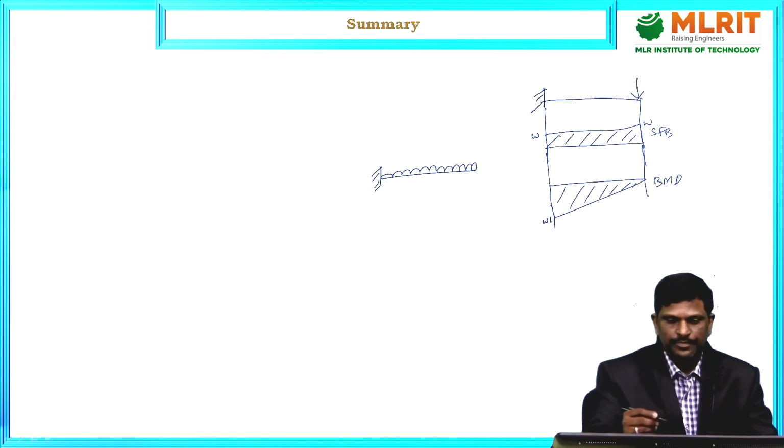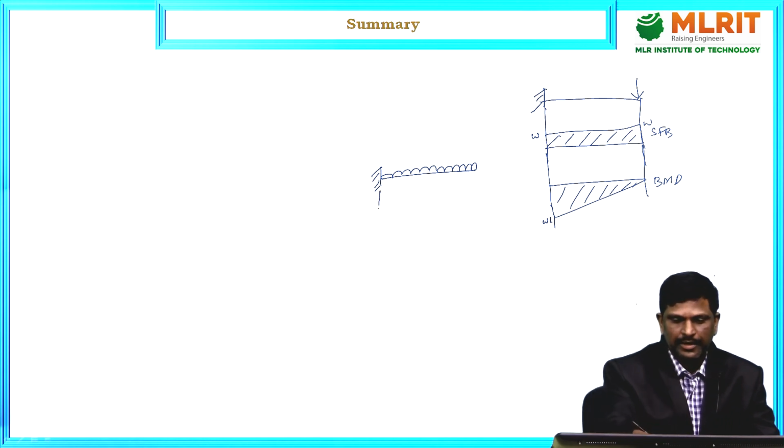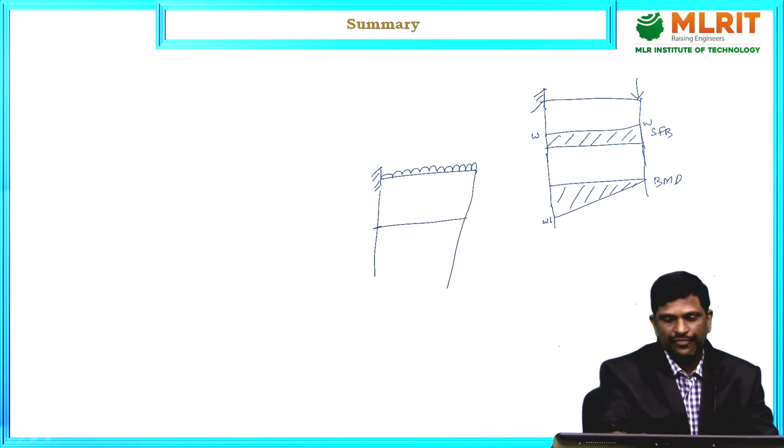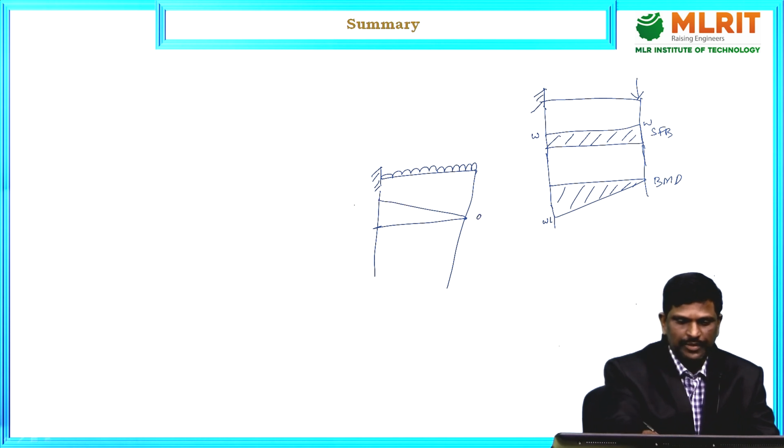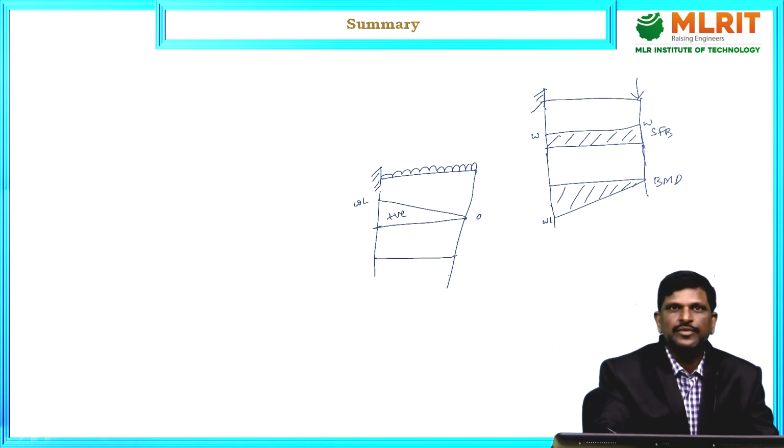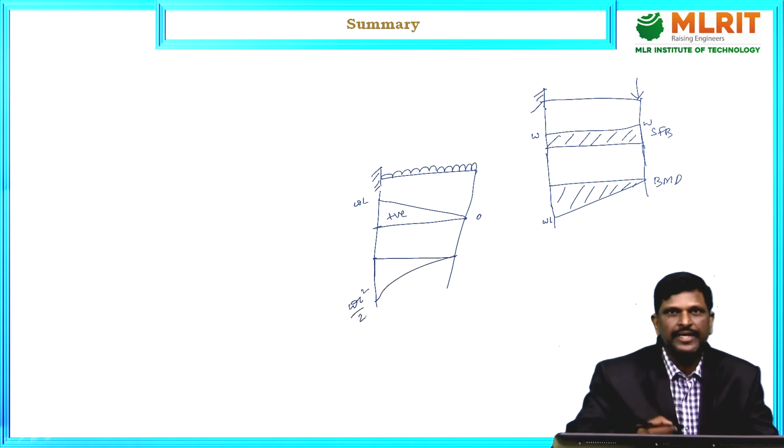Coming to the cantilever beam carrying uniformly distributed load, the shear force varies linearly from 0 to WL on the positive side, and the bending moment varies parabolically from 0 to WL square by 2 on the negative side.